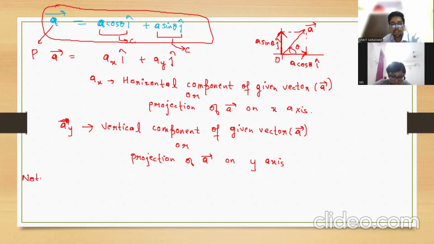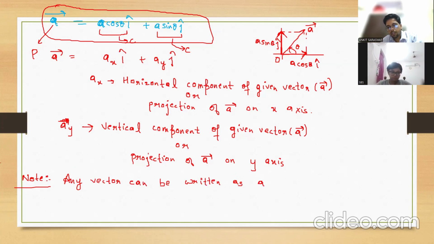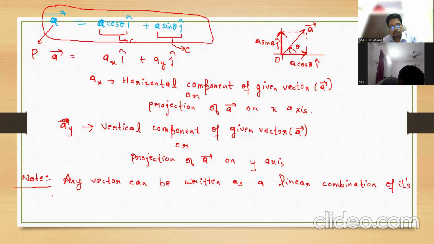Note, linear means you are adding; by addition, you are adding two vectors. So you can write: any vector can be written as a linear combination of its component vectors. Clear?